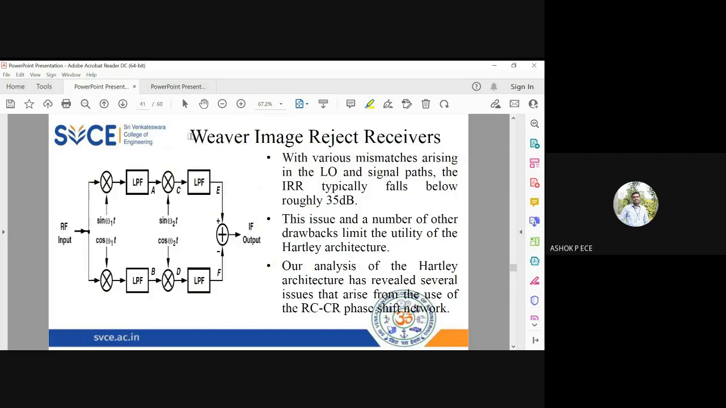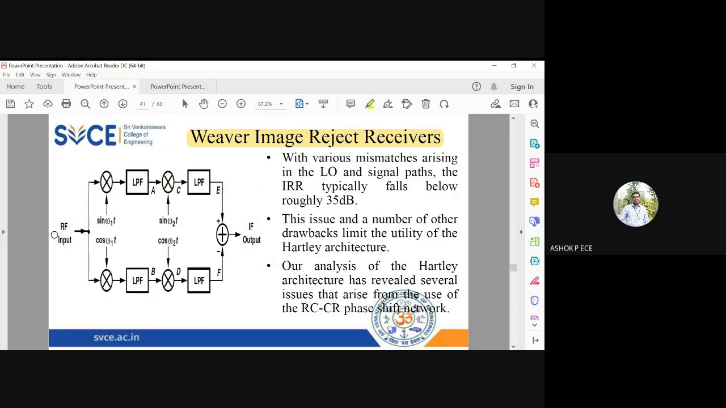So next one is the Weaver image reject architecture. We have seen that when you have mismatches, you will have serious issues in the Hartley architecture. This Weaver image reject architecture is going to have the same thing, but I'm going to use two mixers back to back. You can see the diagram.